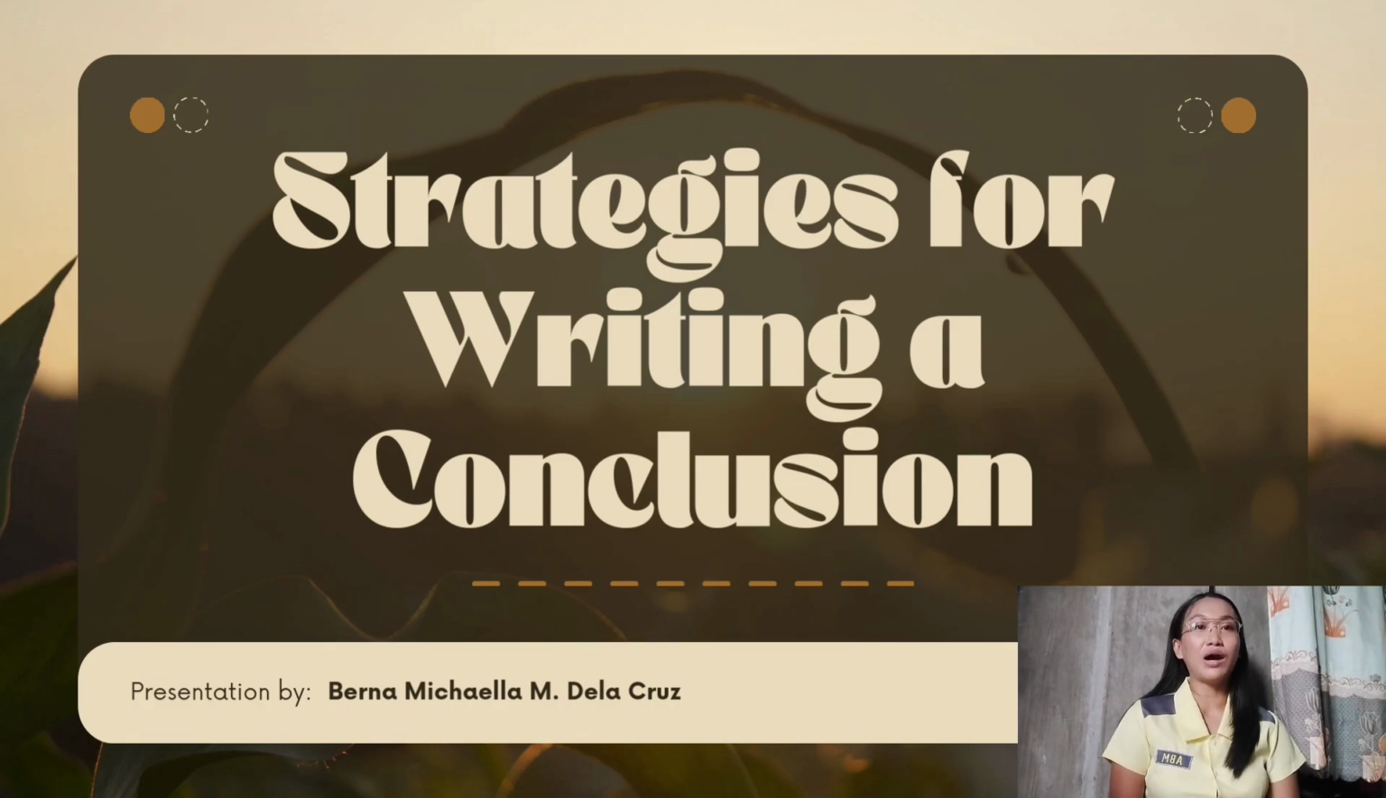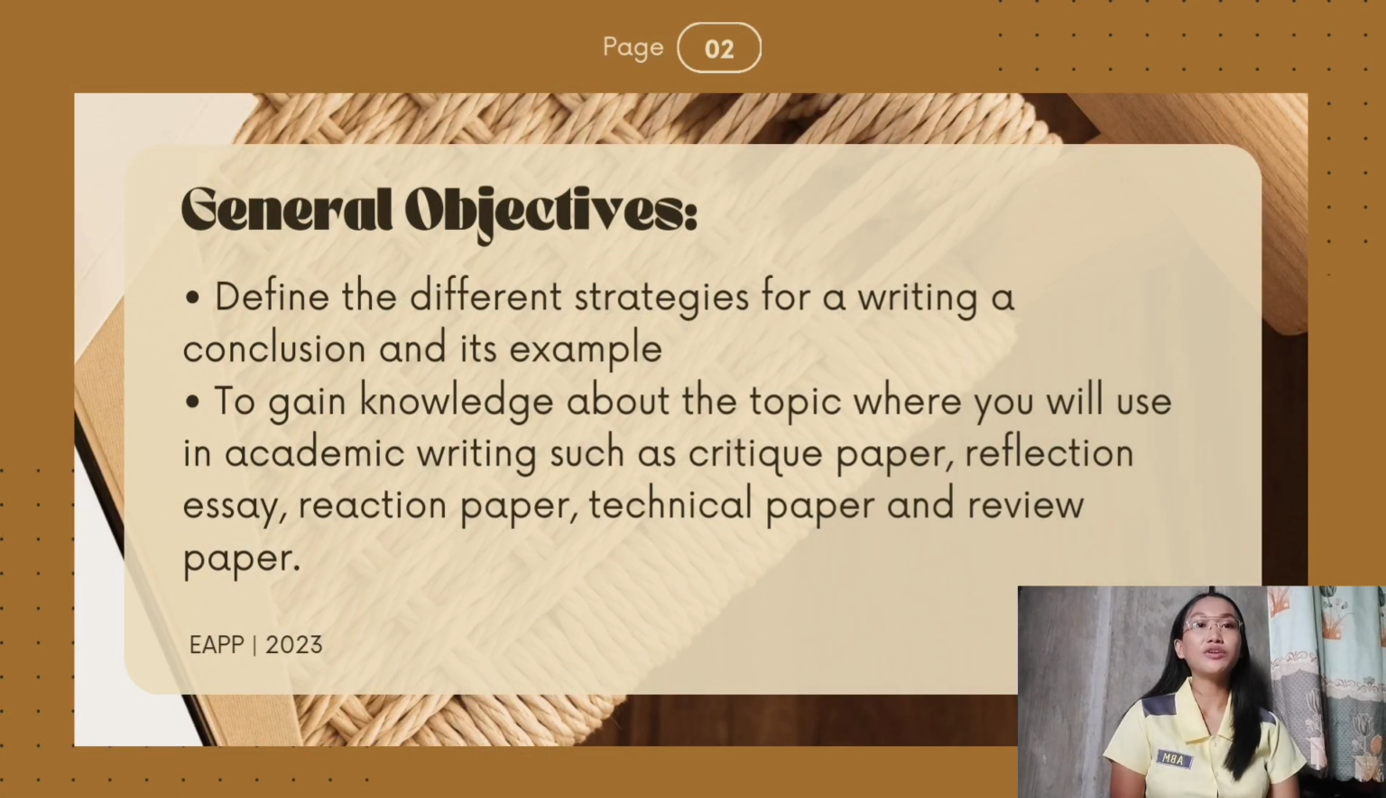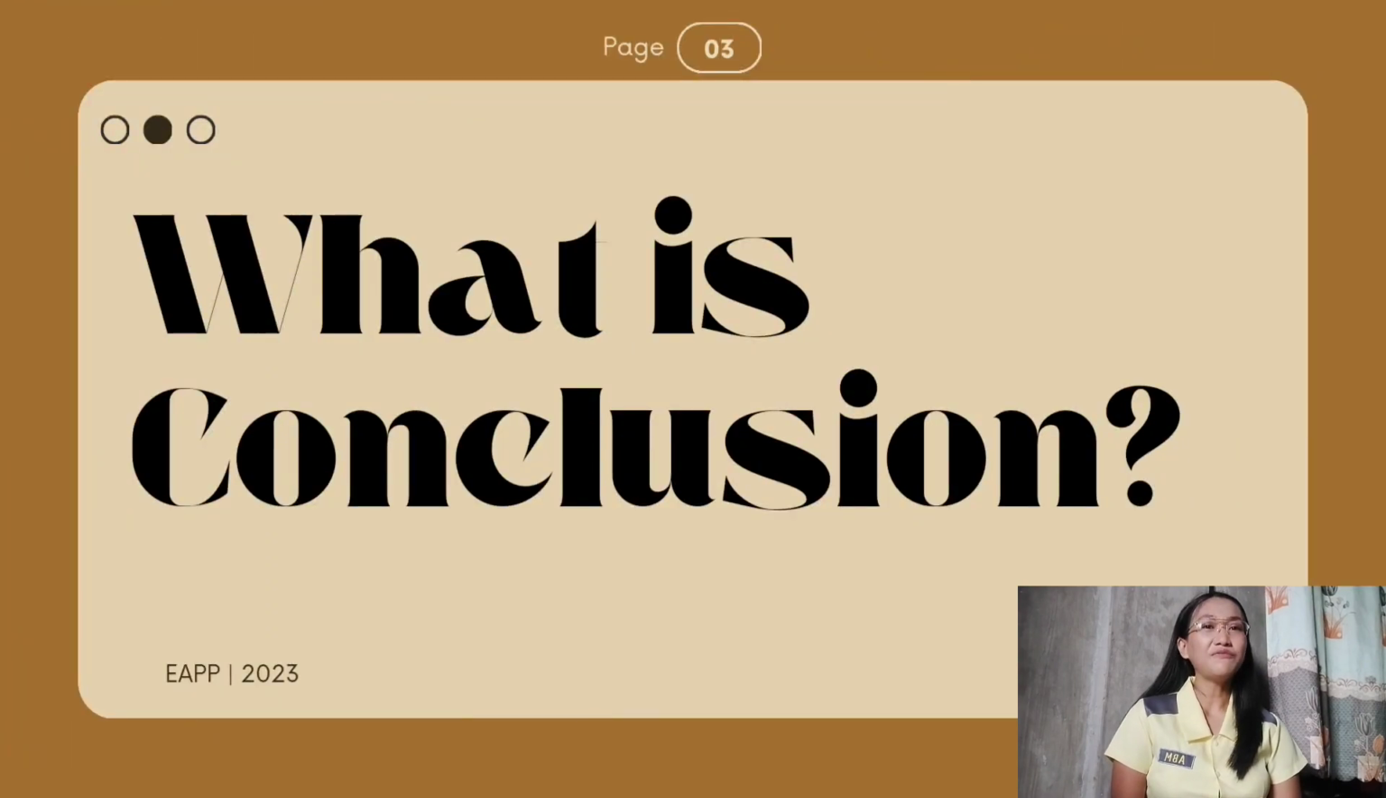This topic is all about strategies in writing a conclusion, and our general objectives are to define the different strategies for writing a conclusion and its examples, and to gain knowledge about the topic which you will use in academic writing such as a critic paper, reflection essay, reaction paper, technical paper, and review paper. But first, what is a conclusion?